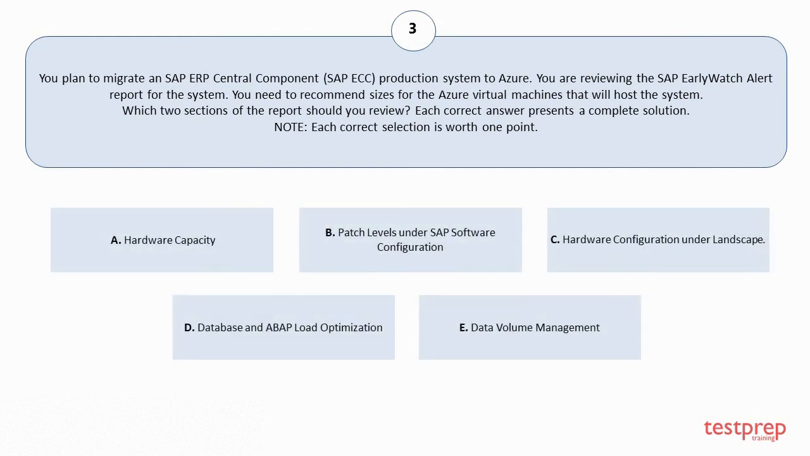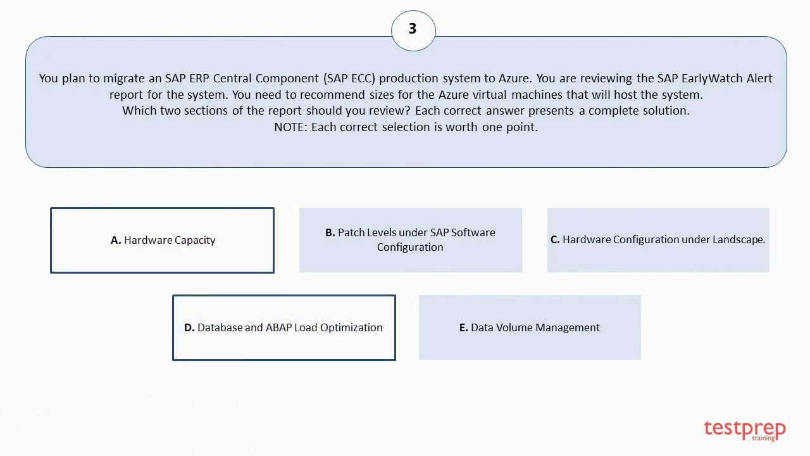Your options are A. Hardware capacity, B. Patch levels under SAP software configuration, C. Hardware configuration under landscape, D. Database and ABAP load optimization, E. Data volume management. The correct answers are options A and D.